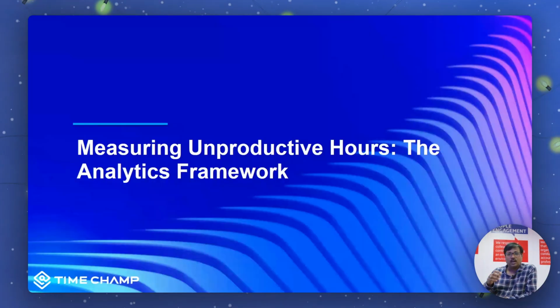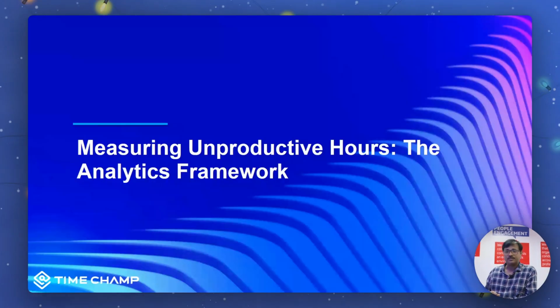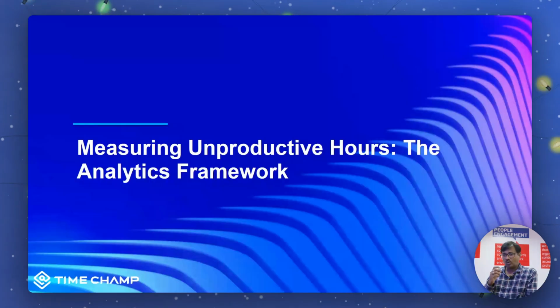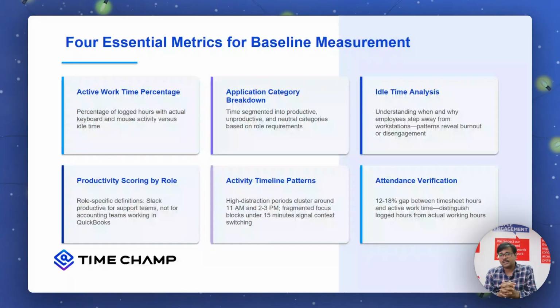Studies show managers overestimate team productivity by an average of 42%, while employees overestimate their own productive time by nearly 30%. So let's talk about the workforce analytics framework that actually works. There are 4 essential metrics you need to establish a baseline.